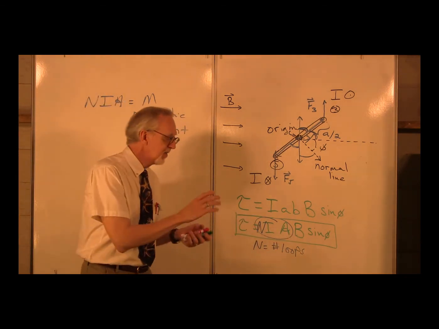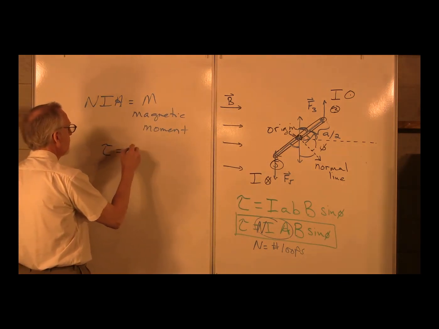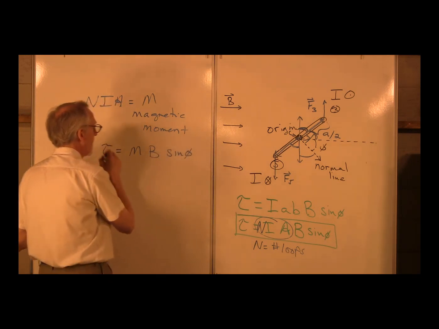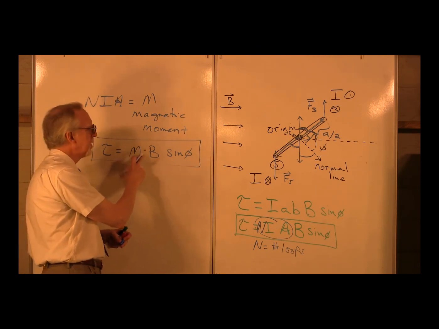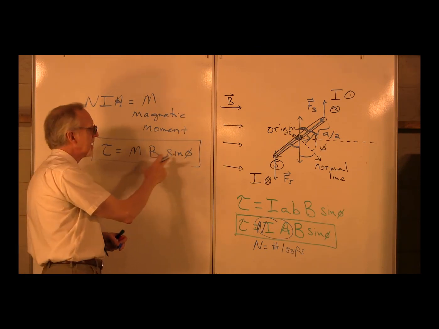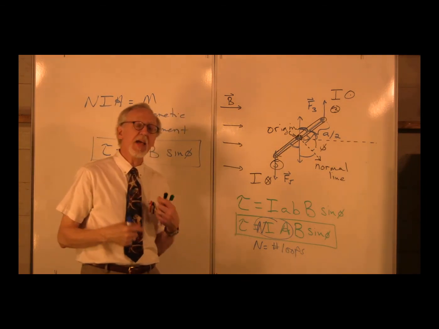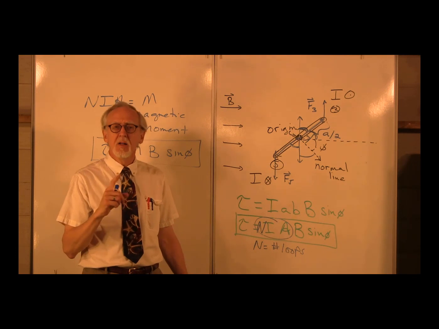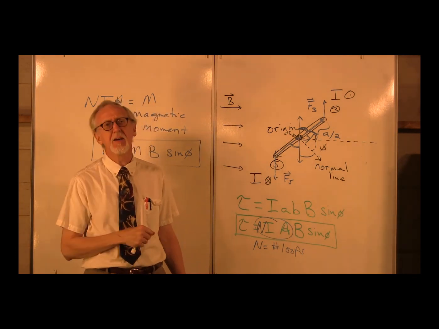So sometimes this equation is actually written as the torque is equal to MB sine phi, where M deals with the loop, the B is the external magnetic field, and phi is the changing orientation between the loop and the magnetic field. Let's take a look now at how currents actually create magnetic fields.